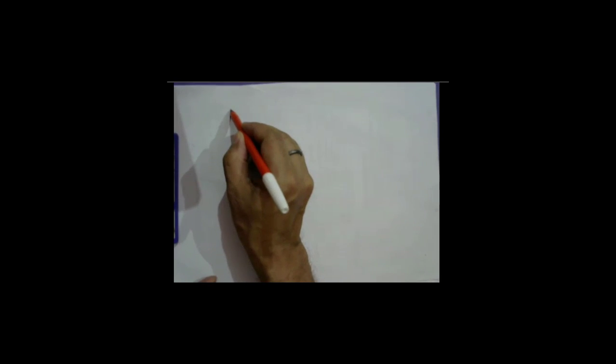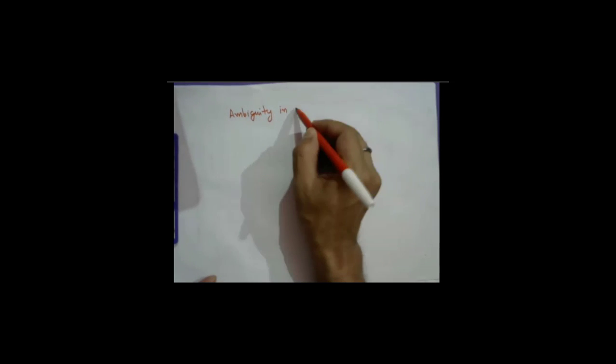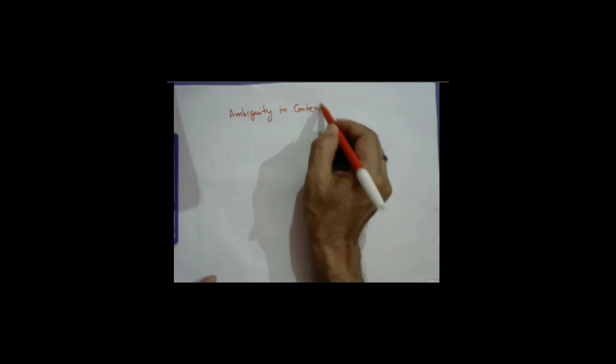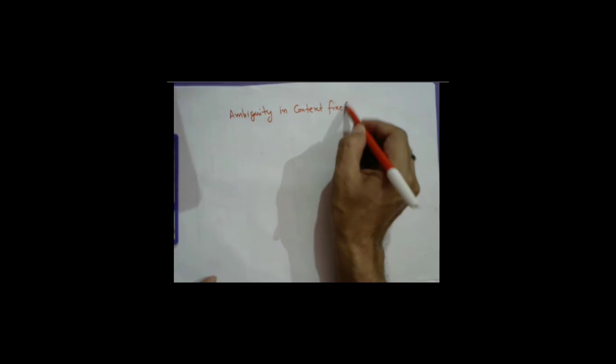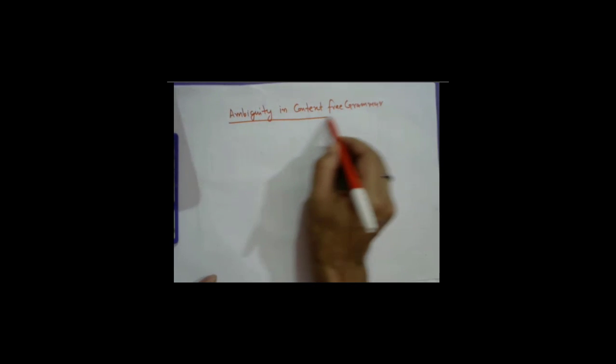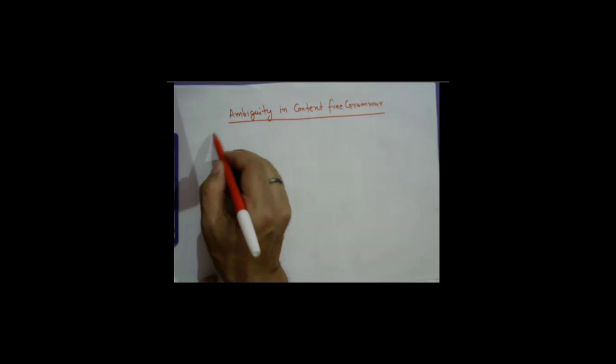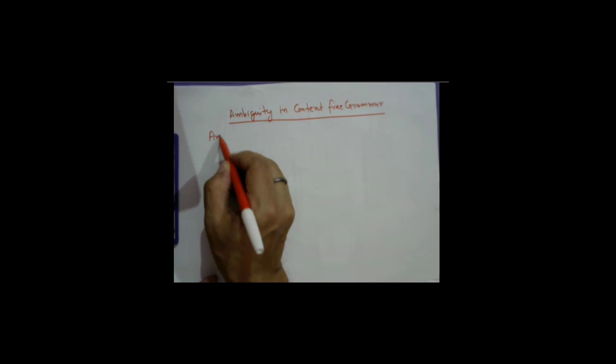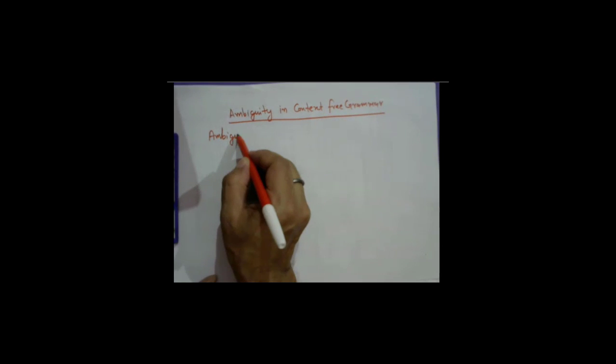Now today we start the new topic, ambiguity in context-free grammar. We can explain what ambiguity is and how you can reduce it in a context-free grammar. First we want to explain the ambiguity. What is ambiguous?